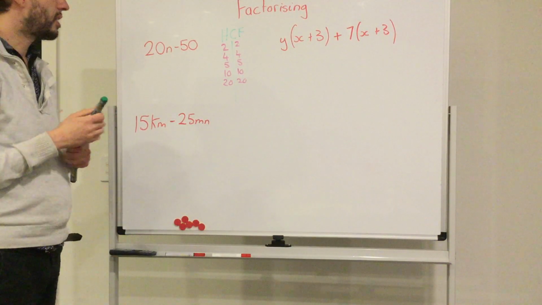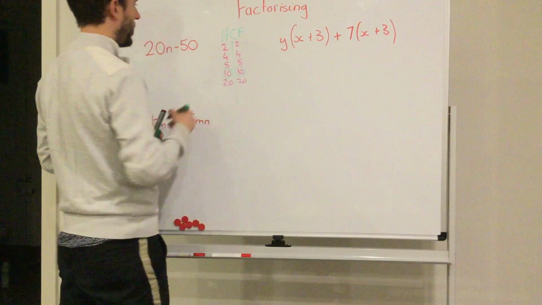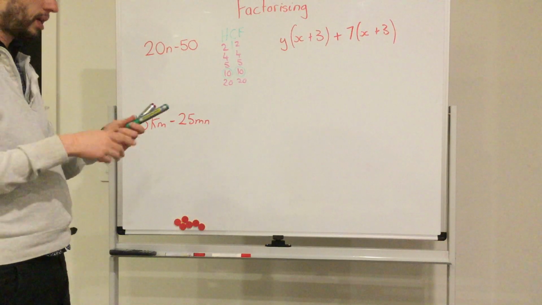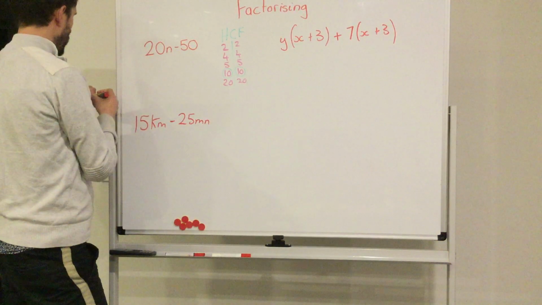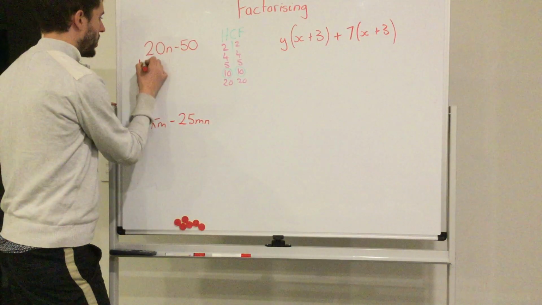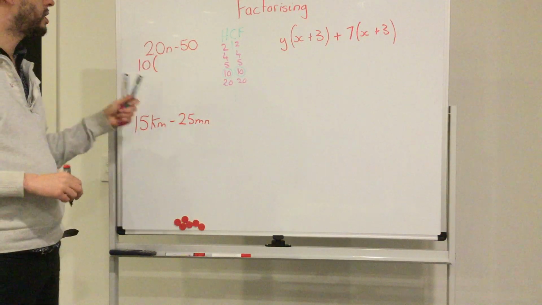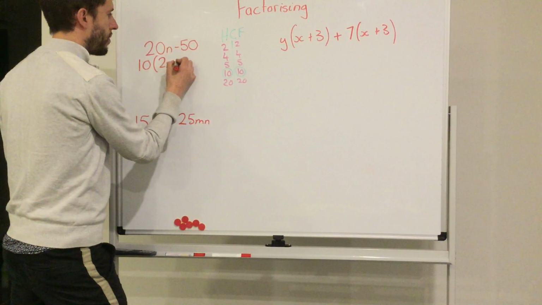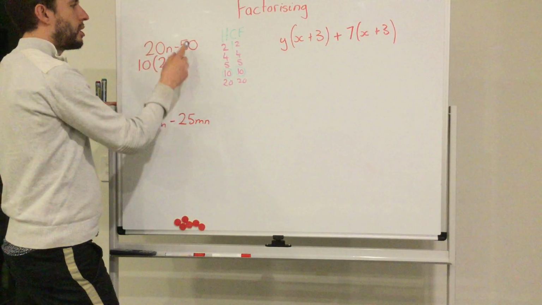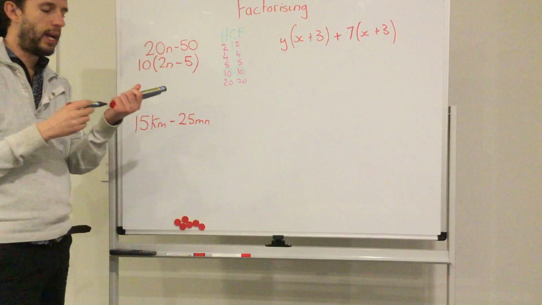So I can see straight away that what is common between them is they both have 10. So that means I'm going to take 10 out of the bracket and put it here. So then I need to think about, okay, what's 20 divided by 10? 20 divided by 10 is 2, so I've got 2n, minus, what is 50 divided by 10? 5, and end my bracket.